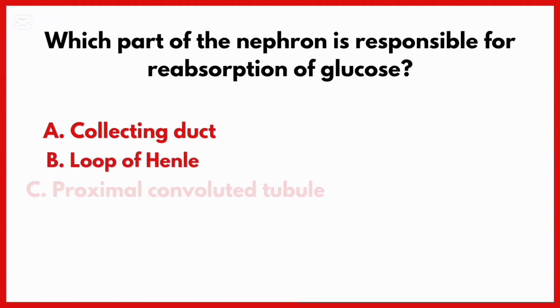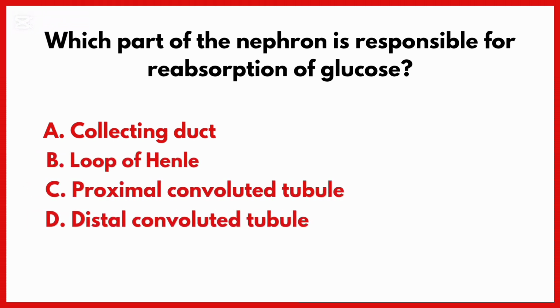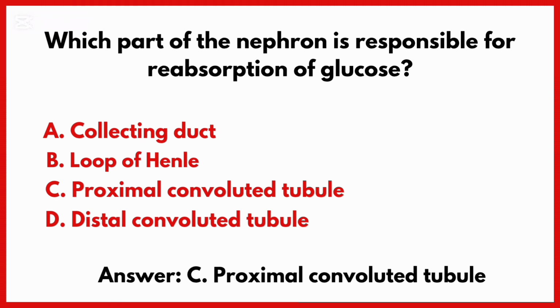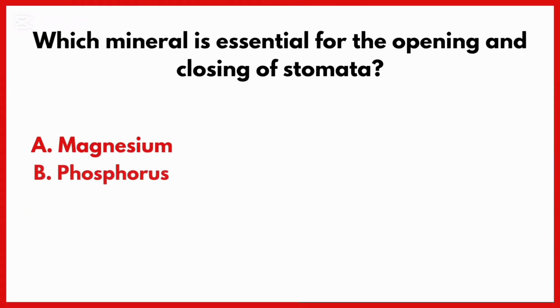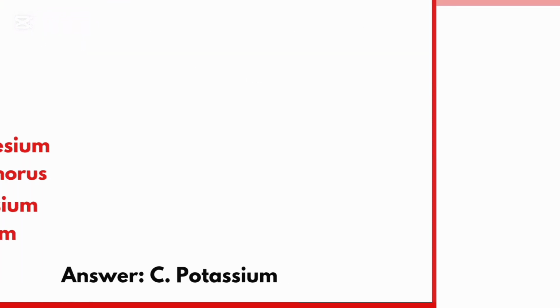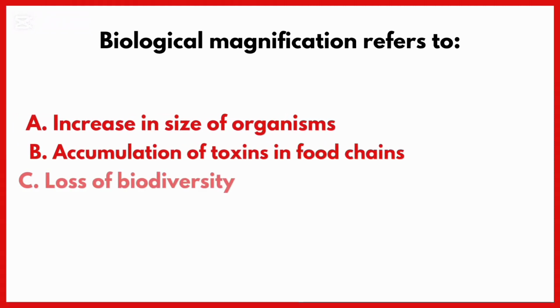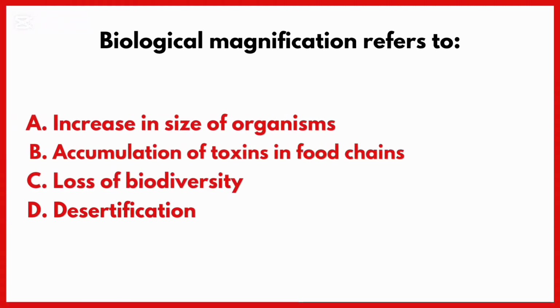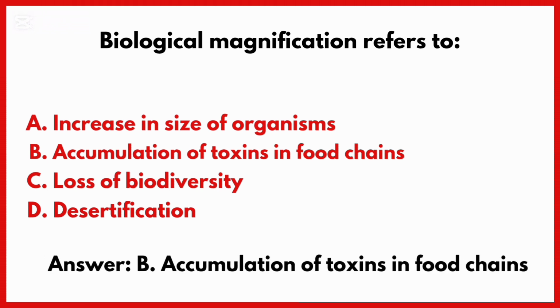Which part of the nephron is responsible for reabsorption of glucose? Correct answer is option C. Proximal convoluted tubule. Which mineral is essential for the opening and closing of stomata? Correct answer is option C. Potassium is essential for opening and closing of stomata. Biological magnification refers to. Correct answer is option B. Accumulation of toxin in food chains.